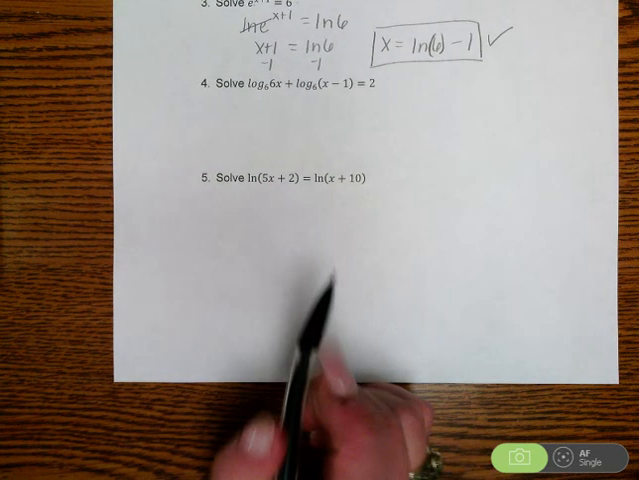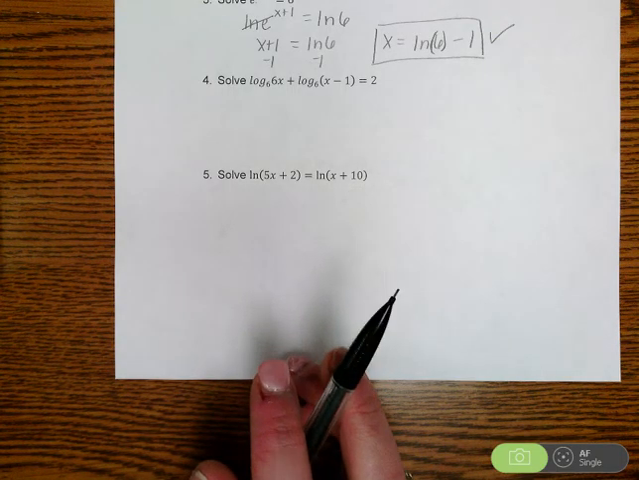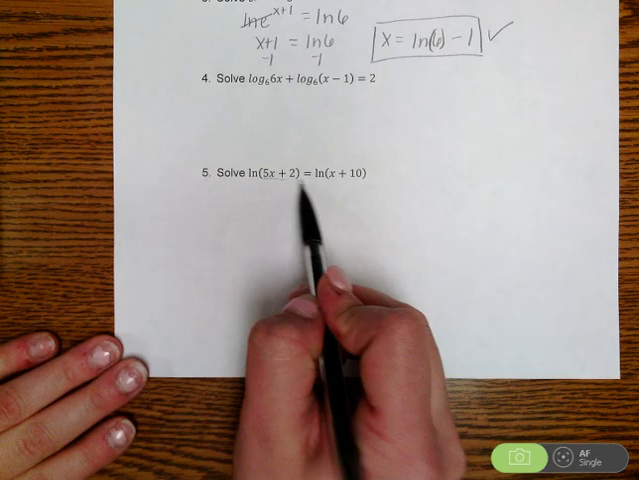All right, I'm actually going to come down here and do number 5 first, all right? We talked in class about how when you have logarithms of the same base, you can set what the logarithms are equal to one another, or what you're taking the log of, rather.